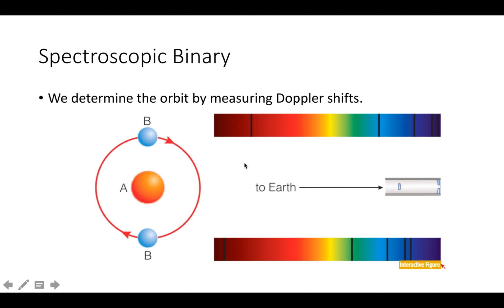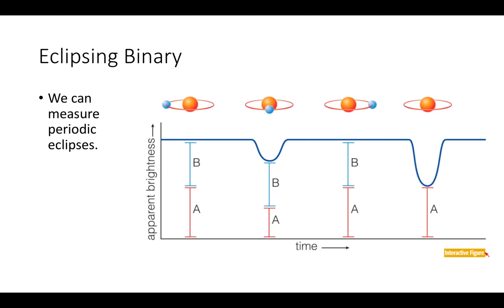Spectroscopic binary means we're measuring the Doppler shifts of objects as they move. So red shifts versus blue shifts. And then eclipsing binary is that we just measure how often they eclipse each other.